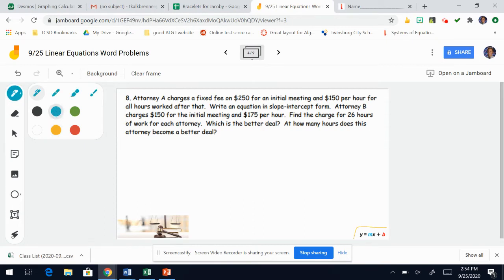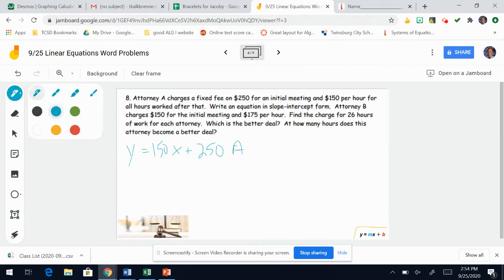We are going to always have our y equals, and now we leave a space for our slope, and we have our x. So 95% of the problems are going to have those 4 pieces. We are now missing the m and the b. Again, your initial fee is always going to be your y-intercept, and your per-hour fee is going to be your ratio or rate of change, which in this case is $150. And then our fixed fee is $250. So that's going to be attorney A.